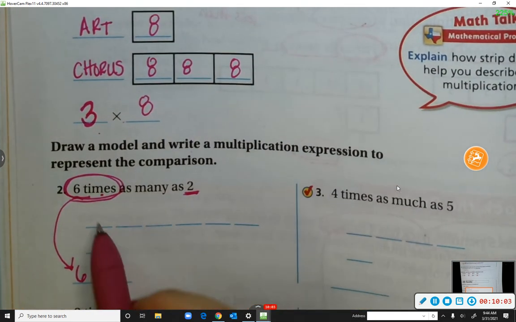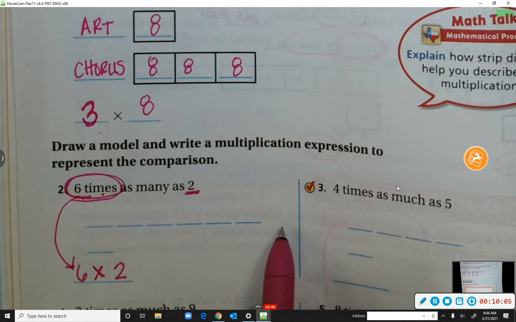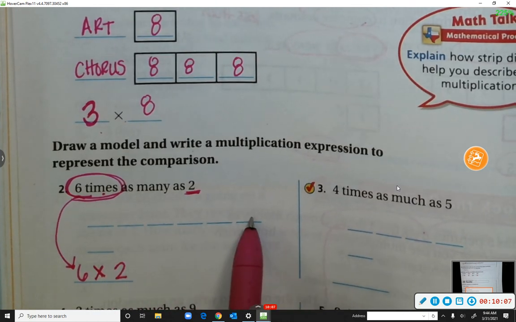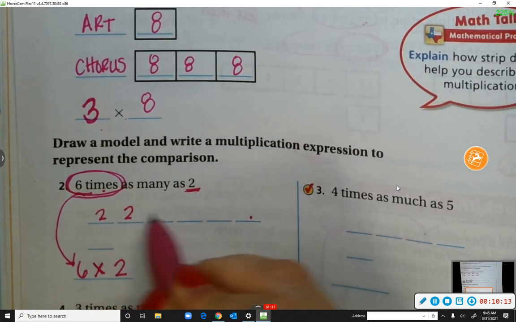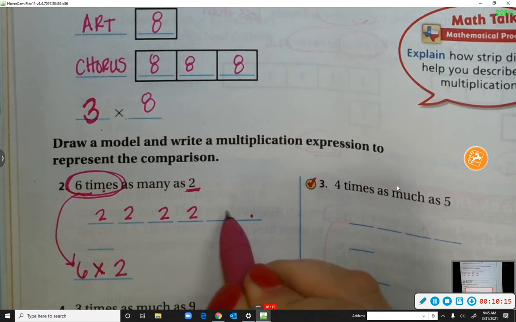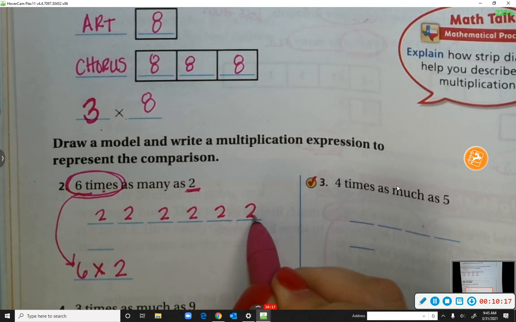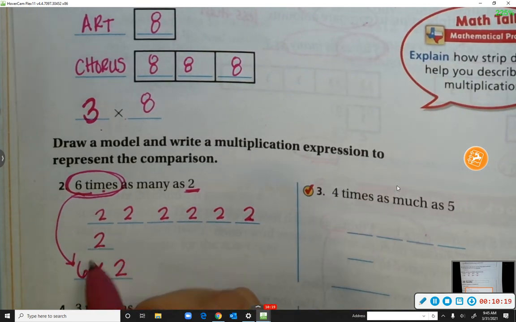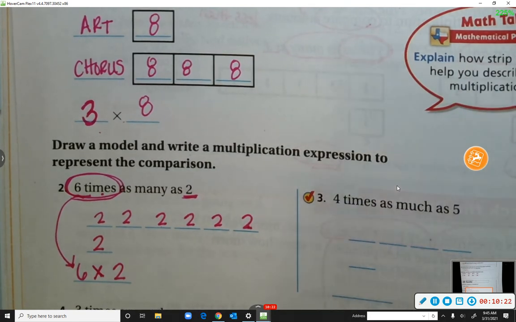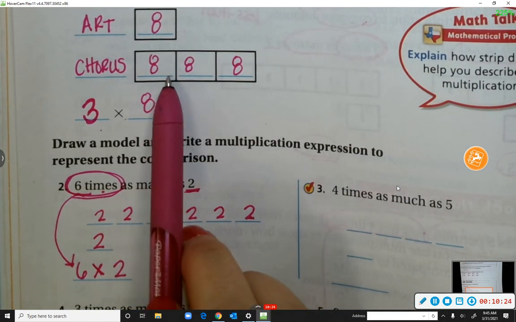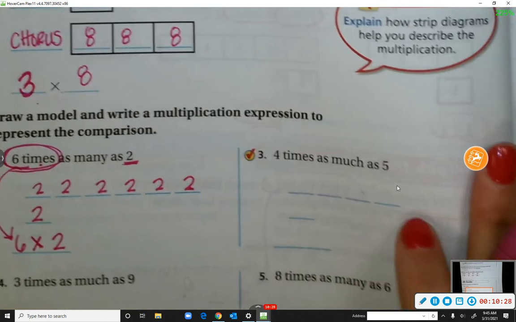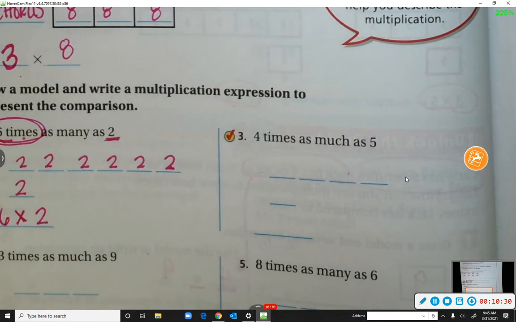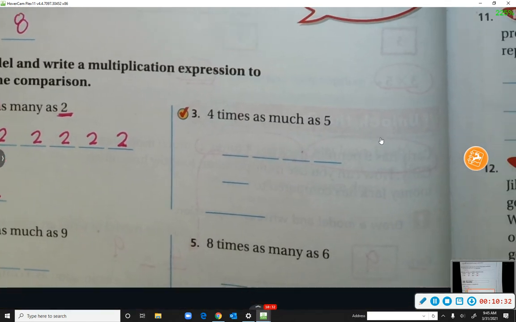Okay, so now what do you think we need to put on these blanks? I have 1, 2, 3, 4, 5, 6 blanks. What needs to go there? 2, good. So 2, 4, 6, 8, 10, 12. And then we have just 1, 2. This is just like doing the boxes. Okay, I want you guys to try number 3. Try number 3 on your own and then we'll check it.